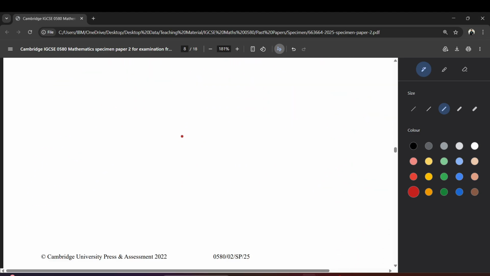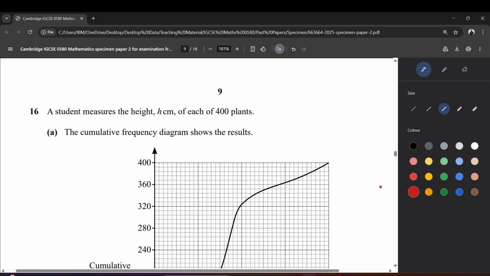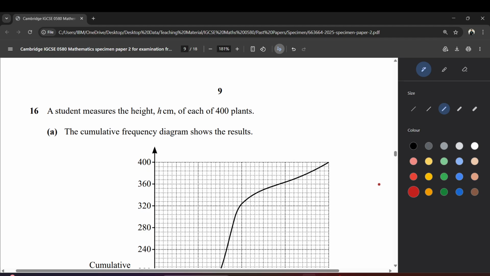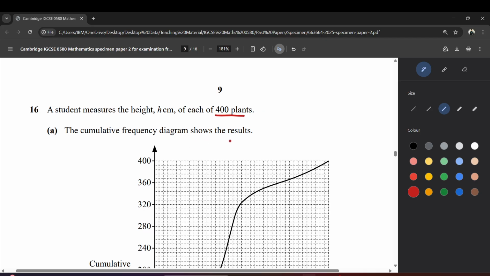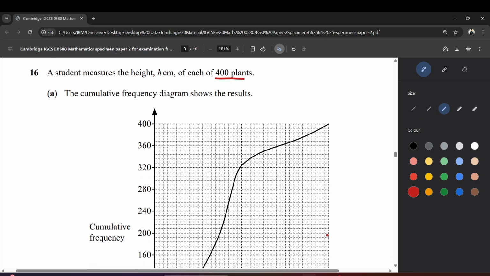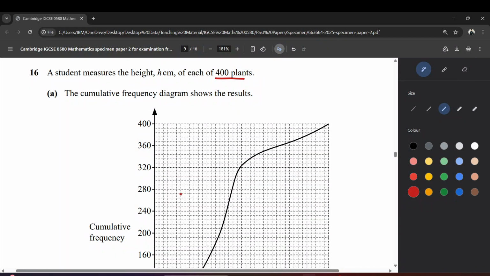All right, that was the end of question number 15, I guess. Yes, let's move to question number 16 now. A student measures the height h centimeter of each of 400 plants. The cumulative frequency diagram shows the results. Okay, let me just ensure the recording is still on. All right. The cumulative frequency diagram shows the results.